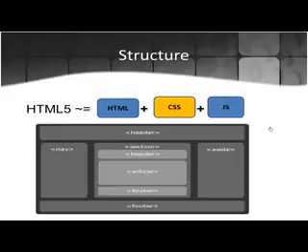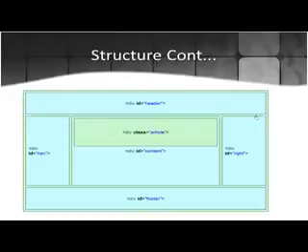Structure of HTML5. HTML5 structure consists of HTML4, cascading style sheets and JavaScript. This is one of the structures of HTML5. It has a header tag, article tag, content tag, aside tag, nav tag, footer tag.